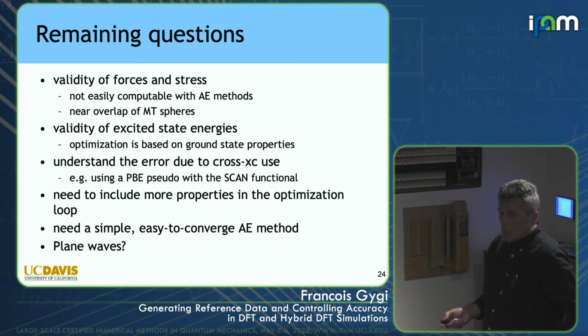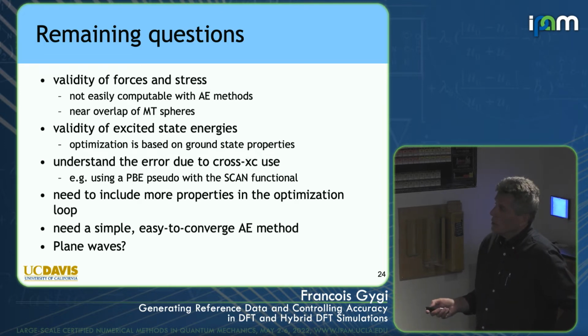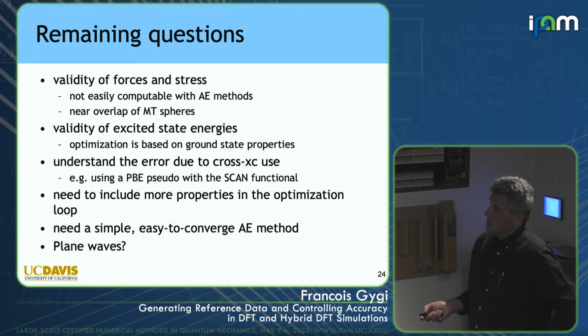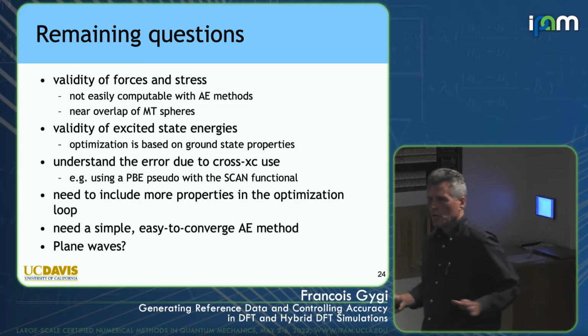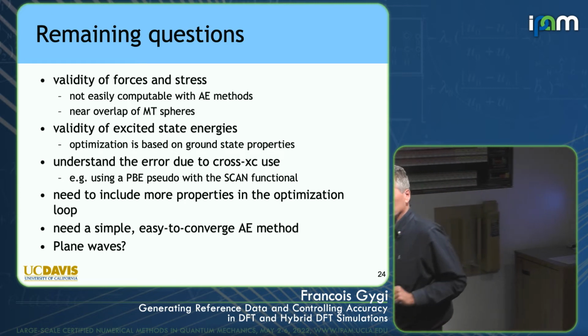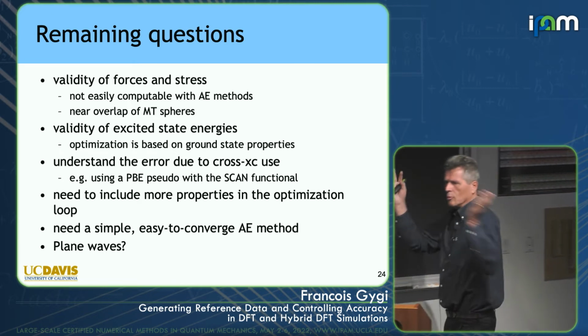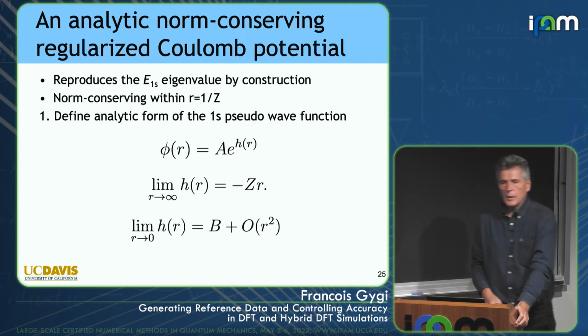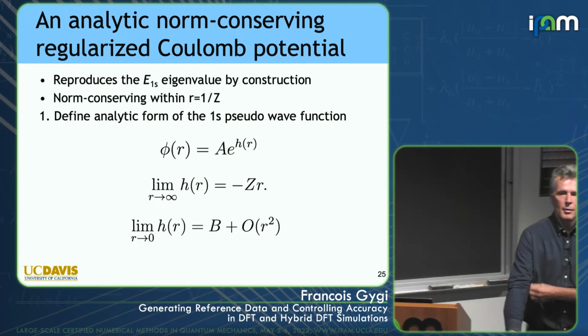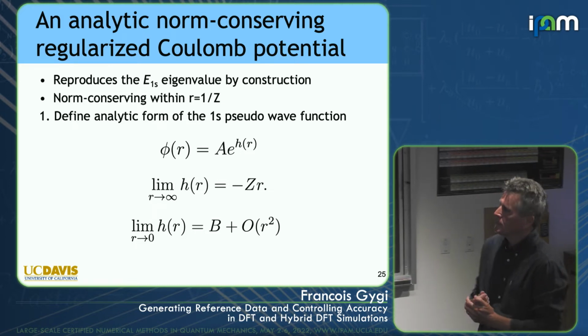But for that, we would need something that's more flexible and easier to use than these all-electron methods. We need something that's simple and easy to converge. So then the question is, how about plane waves? Right. That's the thing that we were always told never to do. Don't solve an all-electron problem with plane waves. It's never going to work, right? Well, what I want to convince you of is that it actually works. And I will show you how you do that.